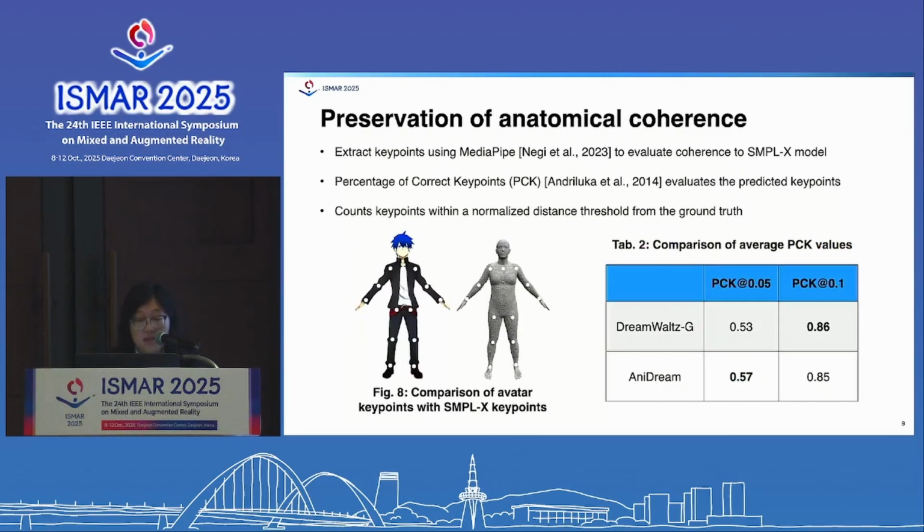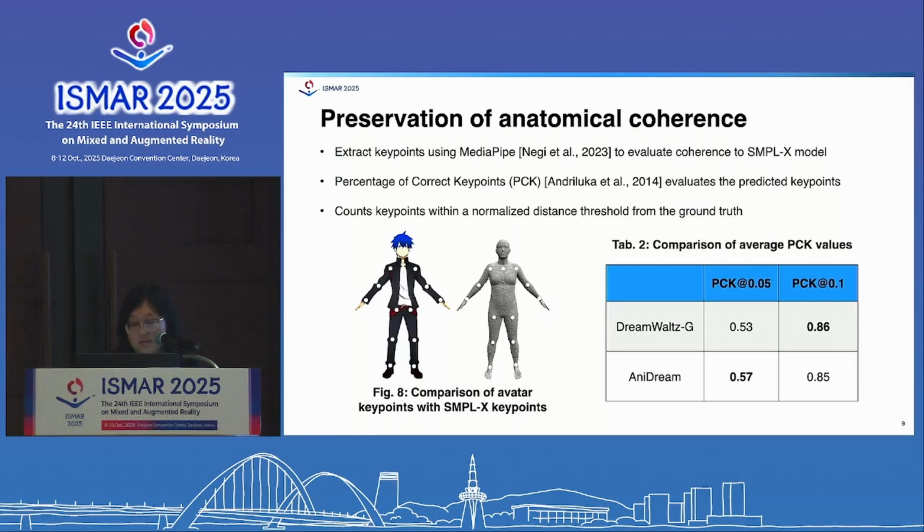The last test that we do is regarding the preservation of anatomical coherence. In order to do that, we extract key points of the front view of the avatar and compare with the key points of our SMPL-X model that is used for skeletal guidance. So we use PCK to evaluate the predicted key points, and you can see in table 2 here our results.